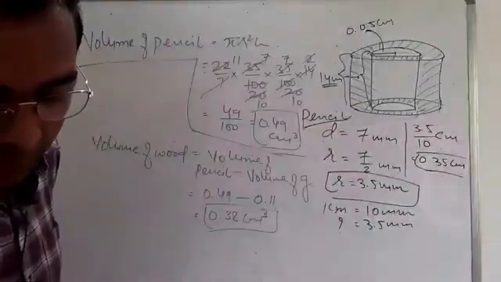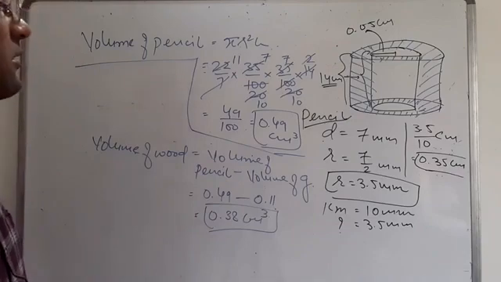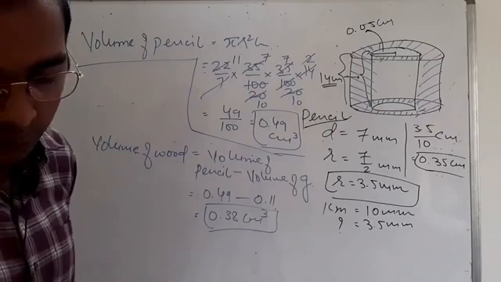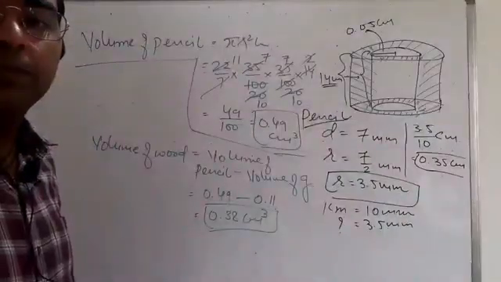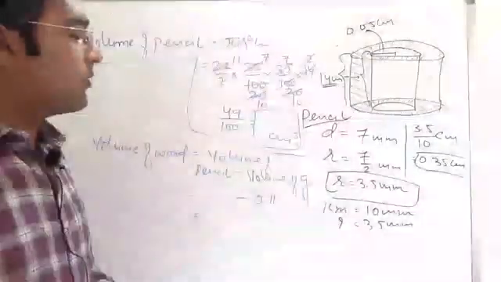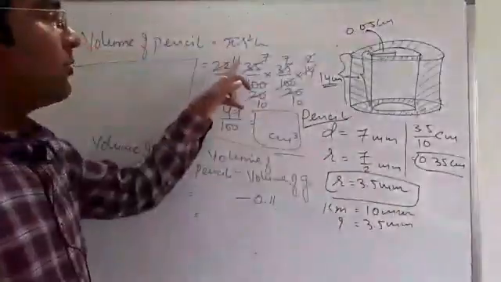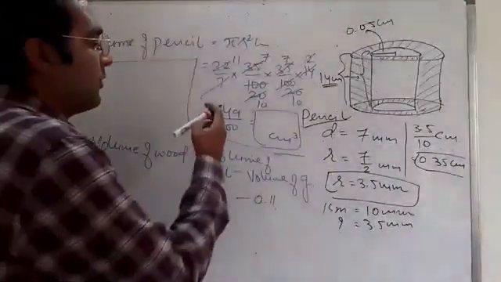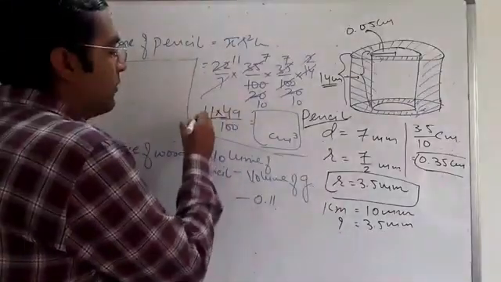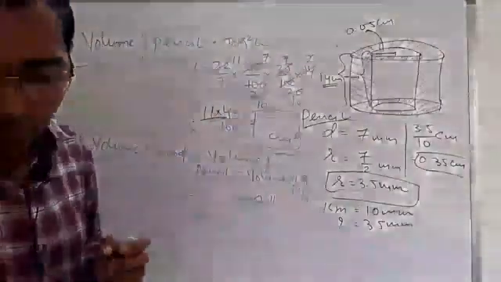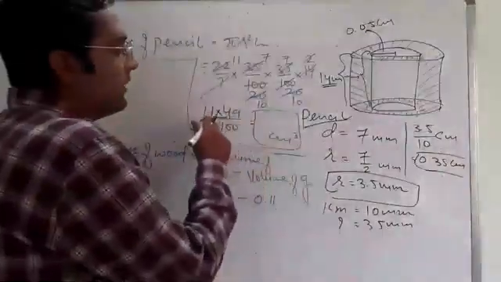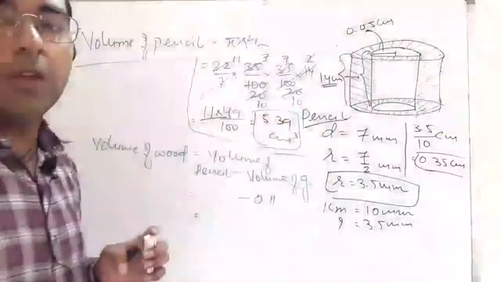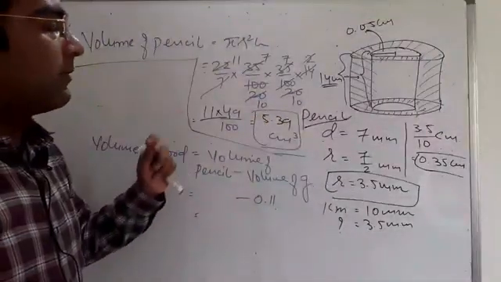Here is some mistake. Students, here is my mistake: I forgot to multiply 11 with the 7 sevens are 49. So I'll multiply 11 into 49, that is 539. 539 divided by 100 is 5.39 centimeter cube.